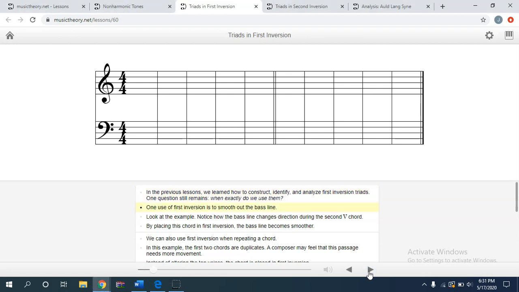One of the ways we use first inversions is to smooth out bass lines. So remember how when we were making those bass lines earlier, when I was showing you examples, the bass would always be jumping a lot, but the other voices would kind of stay? Well, sometimes we want the bass player or the bass singer to have an easier time, so we use those notes to smooth out the bass line.